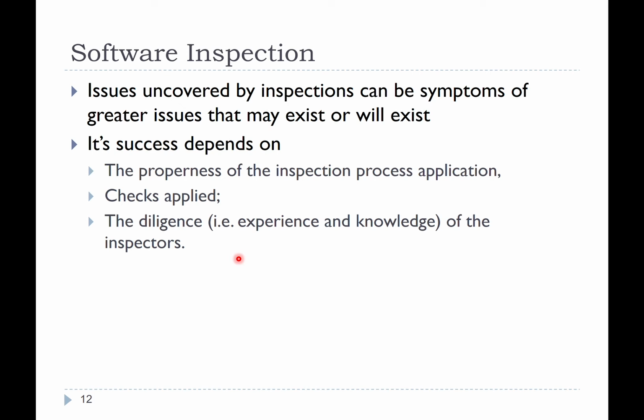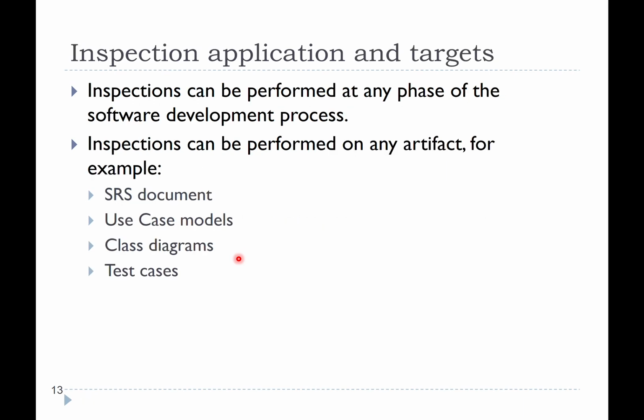The target documents could be anything. It doesn't have to be code. Most of the time, like 95% of the literature and the reports are talking about inspection being performed on code, but it could be performed on anything, any artifact. Okay, a software requirement specification document, any use case model, class diagram, to anything basic, anything that is a document, anything that is an artifact.